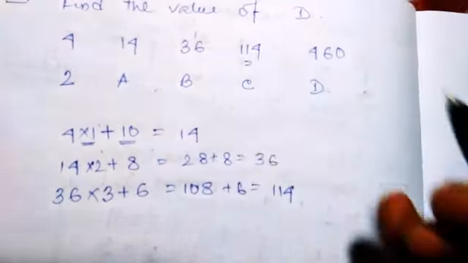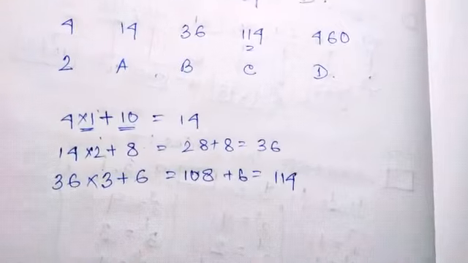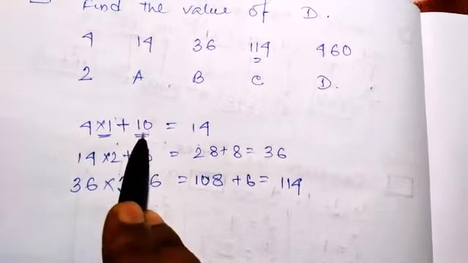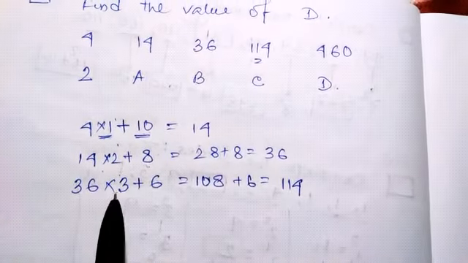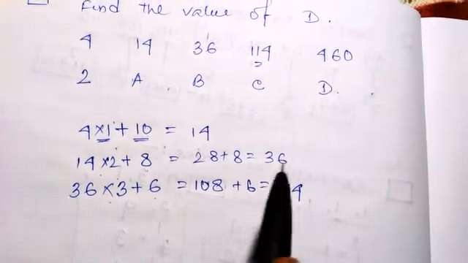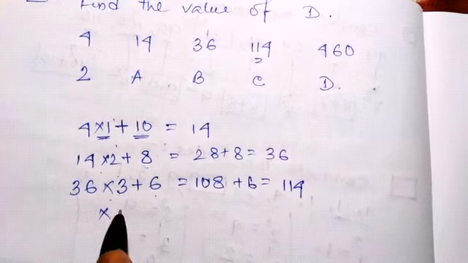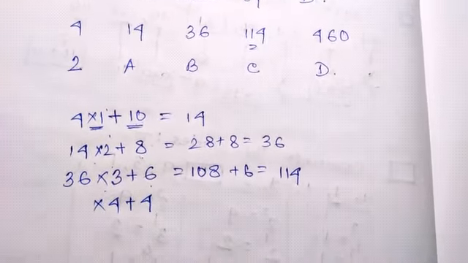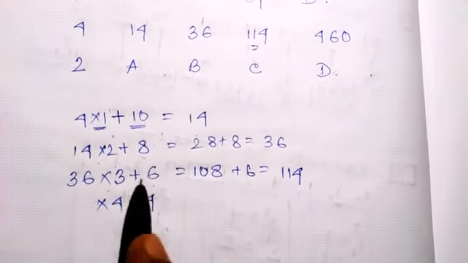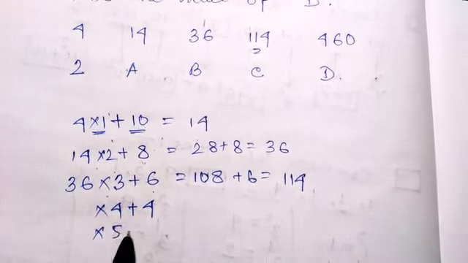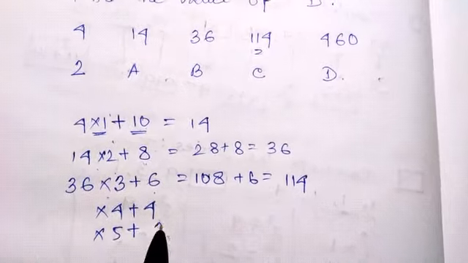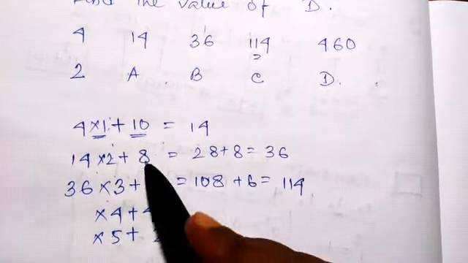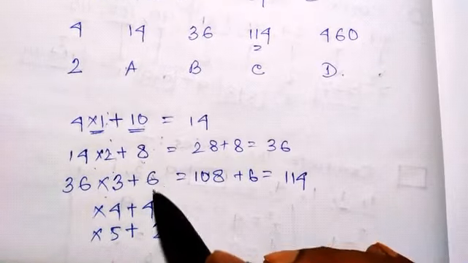So the trend is into 1 plus 10, into 2 plus 8, into 3 plus 6, and the next one should be into 4 plus 4, and the next one into 5 plus 2. The multipliers are 1, 2, 3, 4, 5, and the added numbers are 10, 8, 6, 4, 2.